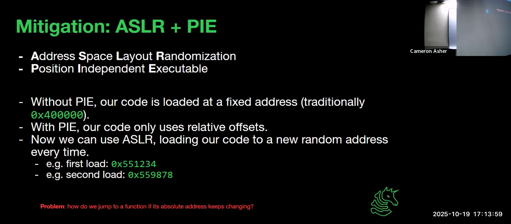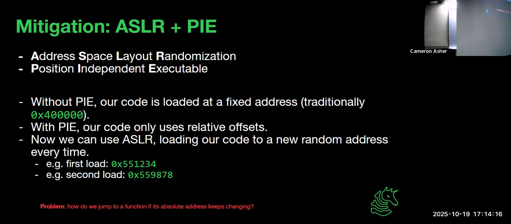So with ASLR, those addresses are randomized. So you actually have to calculate that at runtime. And what this will do is that sometimes you'll have to have more than one vulnerability in your code to achieve arbitrary code execution.